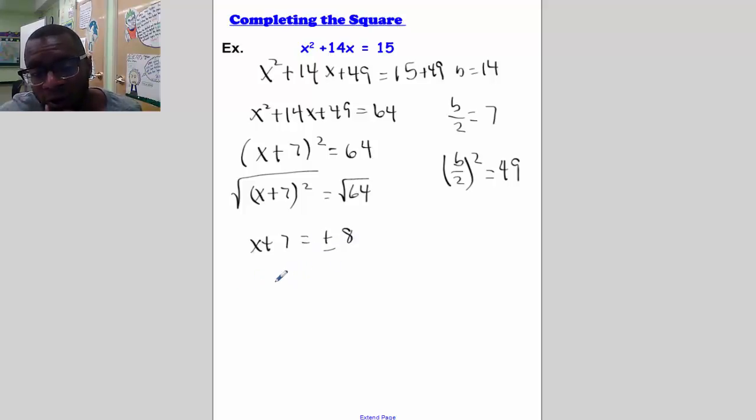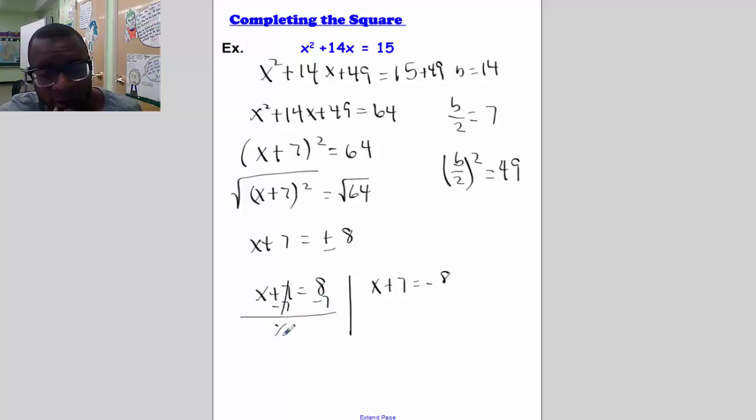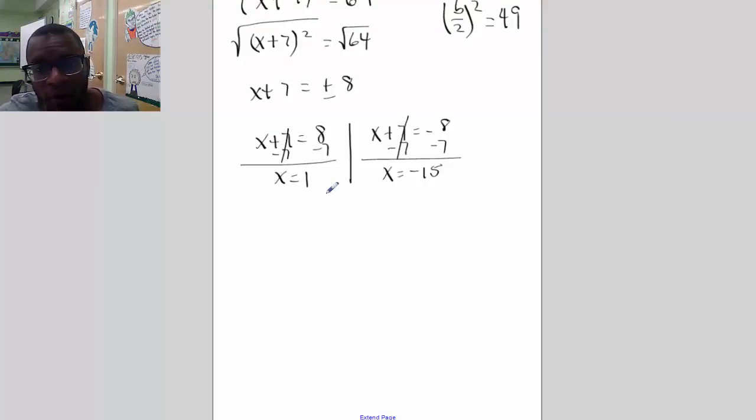And so now I want to separate into my two cases because we expect two solutions for each quadratic. So I'm going to have x plus 7 equal to positive 8 and x plus 7 equal to negative 8. Okay, so when I solve the first linear equation, I get x equal to 1. And when I solve the second linear equation, I get x equal to negative 15. Okay, so here, the solution for our quadratic by completing the square is going to be negative 15 or 1, and we write that in set notation.